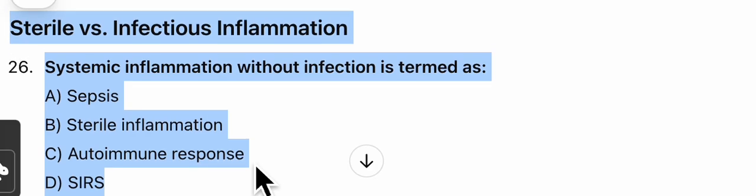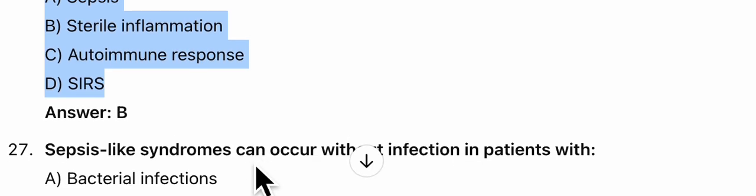Sterile versus infectious inflammation. Systemic inflammation without infection is termed as A. Sepsis. B. Sterile inflammation. C. Autoimmune response. D. SIRS.